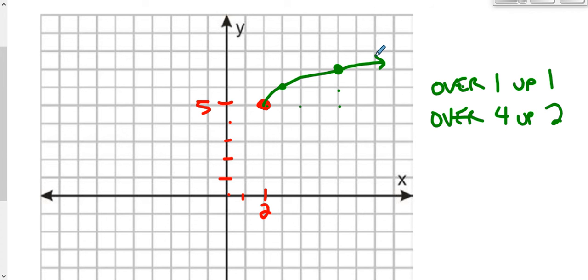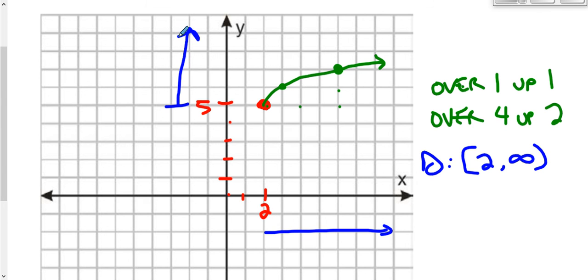Now all I have to do is do my domain and range for this guy, which is going to start right here. My domain is all the possible x values, which start at 2 and go on forever. So we go from 2 over to infinity. And my range is all the possible y values. It'll start here at 5 and go up forever. So my range will go from 5 to infinity. There we go. All right, that problem's all set. We'll go ahead and take a look at number 30 together.